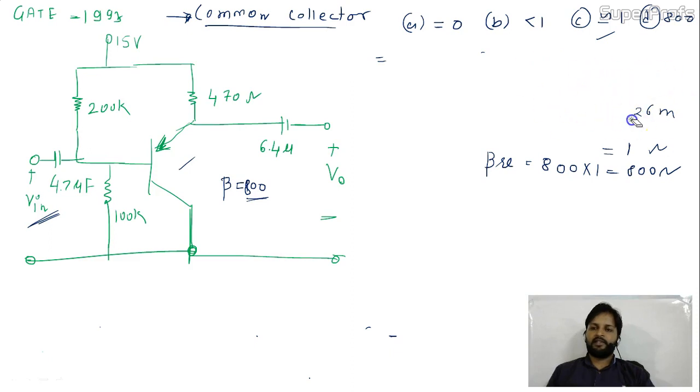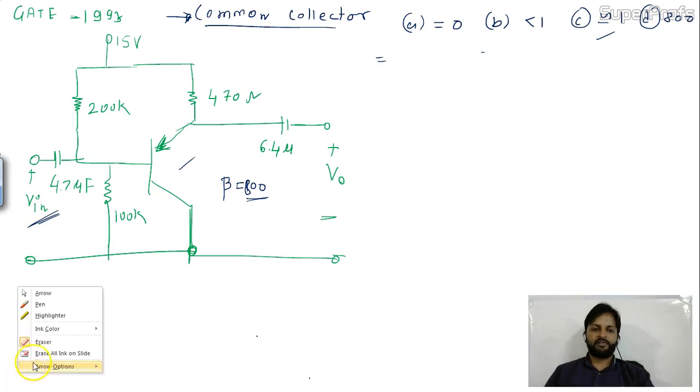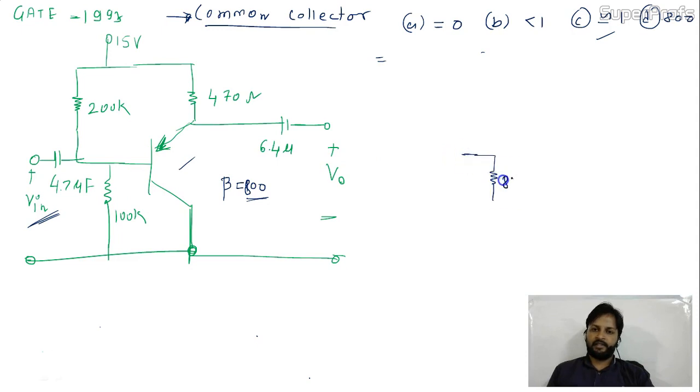So to start with the AC analysis, why am I going to do the AC analysis? Because I have to calculate V0 by Vi, and this V0 is AC, this V in is also AC. That's why. So I'm drawing the equivalent circuit for this first. The equivalent circuit is beta RE, that is 800 ohm, perfectly fine.